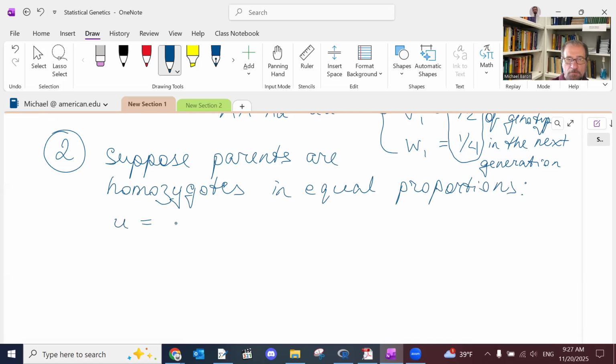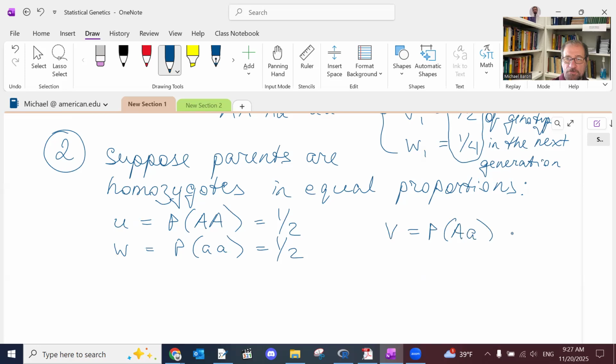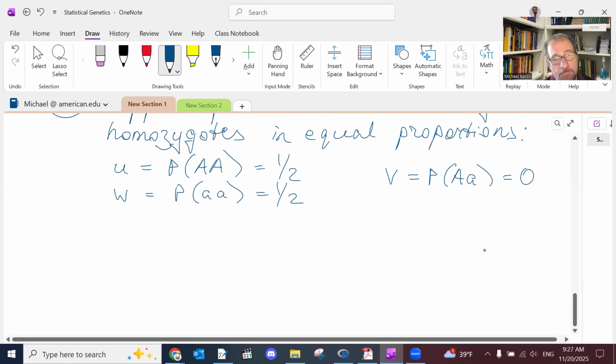So U, the proportion of dominant homozygotes, is 1/2, equal proportions. W, the proportion of recessive homozygotes, is also 1/2. And we have no heterozygotes, so the proportion of heterozygotes is 0. No heterozygotes. What will happen now?